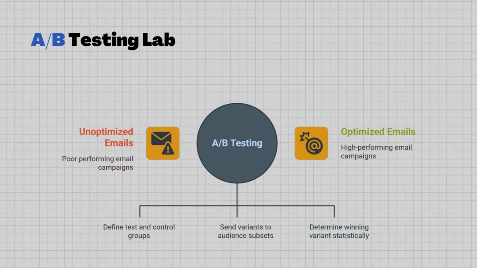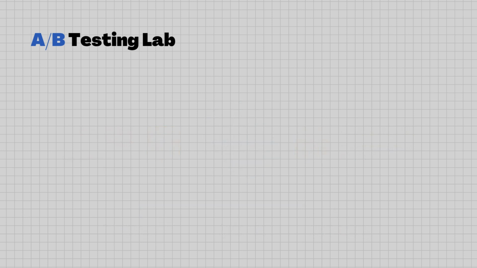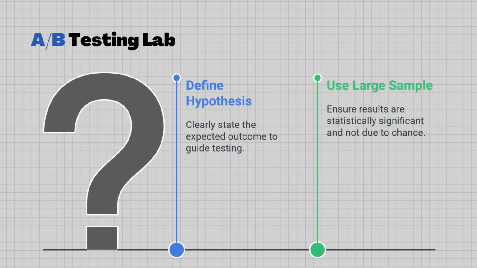For example, compare two subject lines by sending each to 20% of your list, then sending the winning one to the rest. Always define your hypothesis. For instance, adding the recipient's name in the subject will boost open rates by 10%. Use a large enough sample so your results aren't due to chance.